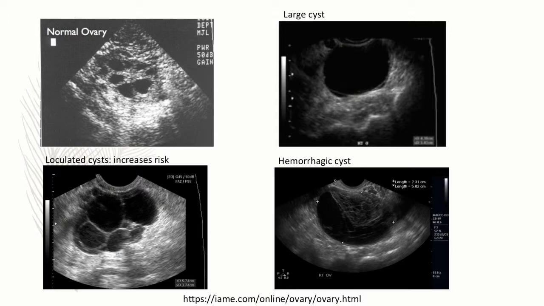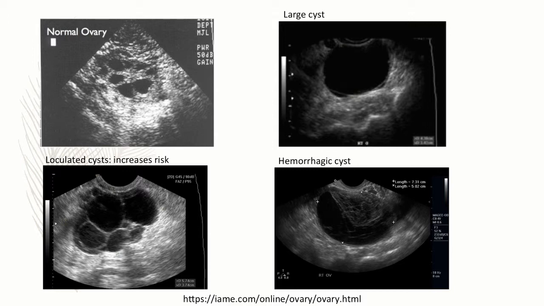Bottom left, loculated cysts. This increases the woman's risk for malignancy. You can see they're getting larger, and they're different sizes as well. So you just want to watch that. And then on the right, hemorrhagic cyst. You can see some fibrin in there. It kind of looks like a spider webby type of texture, and that indicates a hemorrhagic cyst.